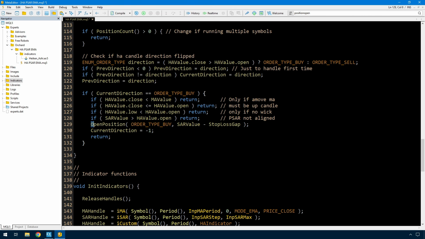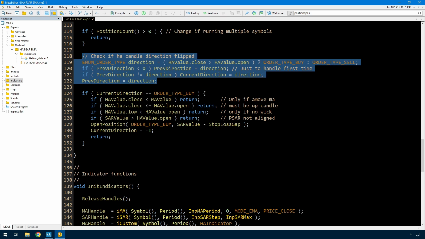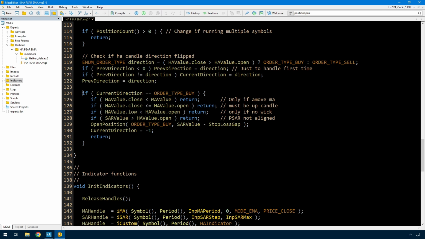After that, it's just a question of open position for an order type buy. The SAR value minus the stop loss gap. So that stop loss gap I've got at 5 points. So whatever the SAR value is, I'm going to set the stop loss 5 points below that for a buy trade. And this open position is also a function I'll have to write in a moment. And then I set current direction to -1, which is basically a reset, and I'll have to wait now until at least the next time it changes direction before I can execute any trades. And then return, because obviously if I'm in buying mode, I can't be in selling mode as well.